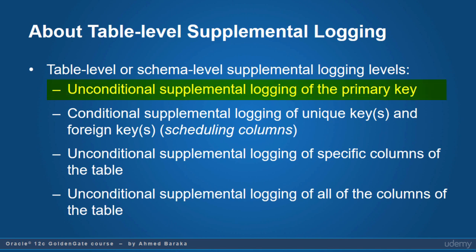unconditional supplemental logging of the primary key, conditional supplemental logging of unique keys and foreign keys. In Oracle Golden Gate documentation, those columns are called scheduling columns. Unconditional supplemental logging of specific columns of the table, unconditional supplemental logging of all of the columns of the table.